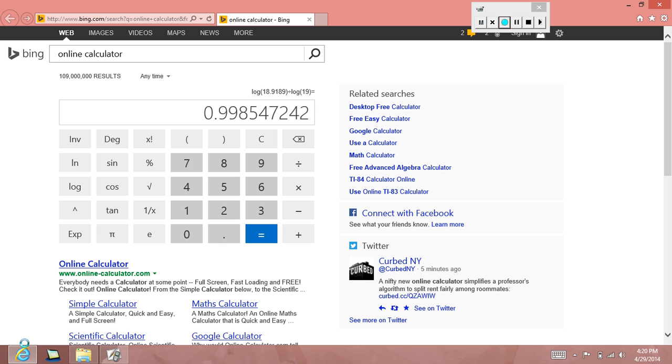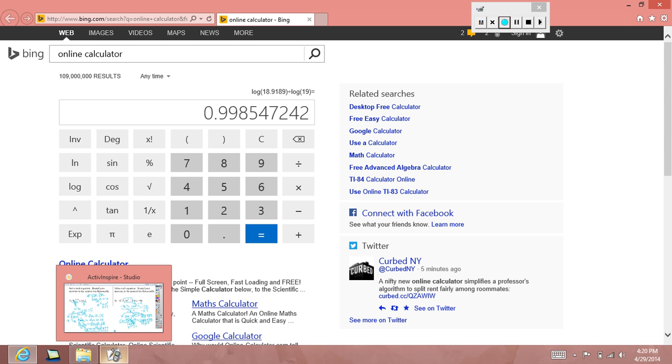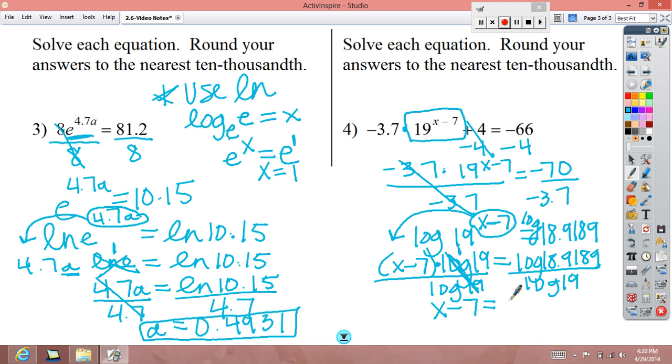Again, I'm just going to round to the 10,000. So 0.9985. Okay, but I still want to solve for this x here. So this simplified to be this. So to solve for x, I still have to add this 7 over. And so this is going to be x equals 7.9985.